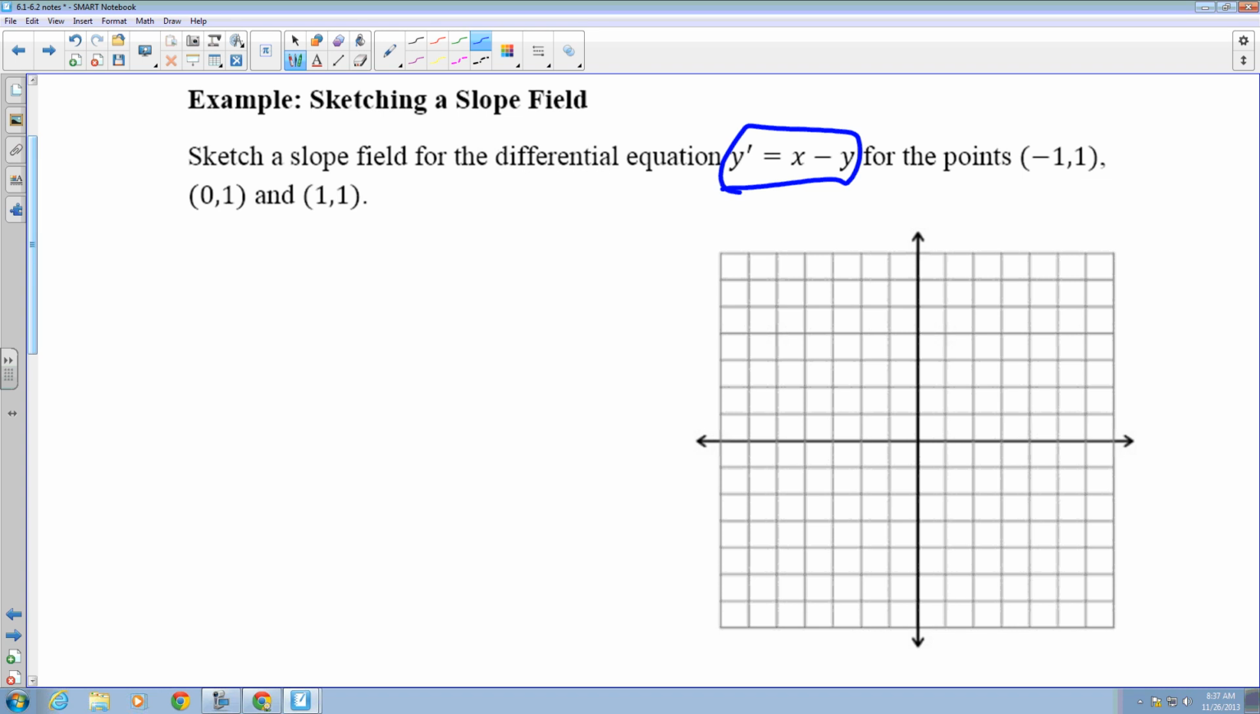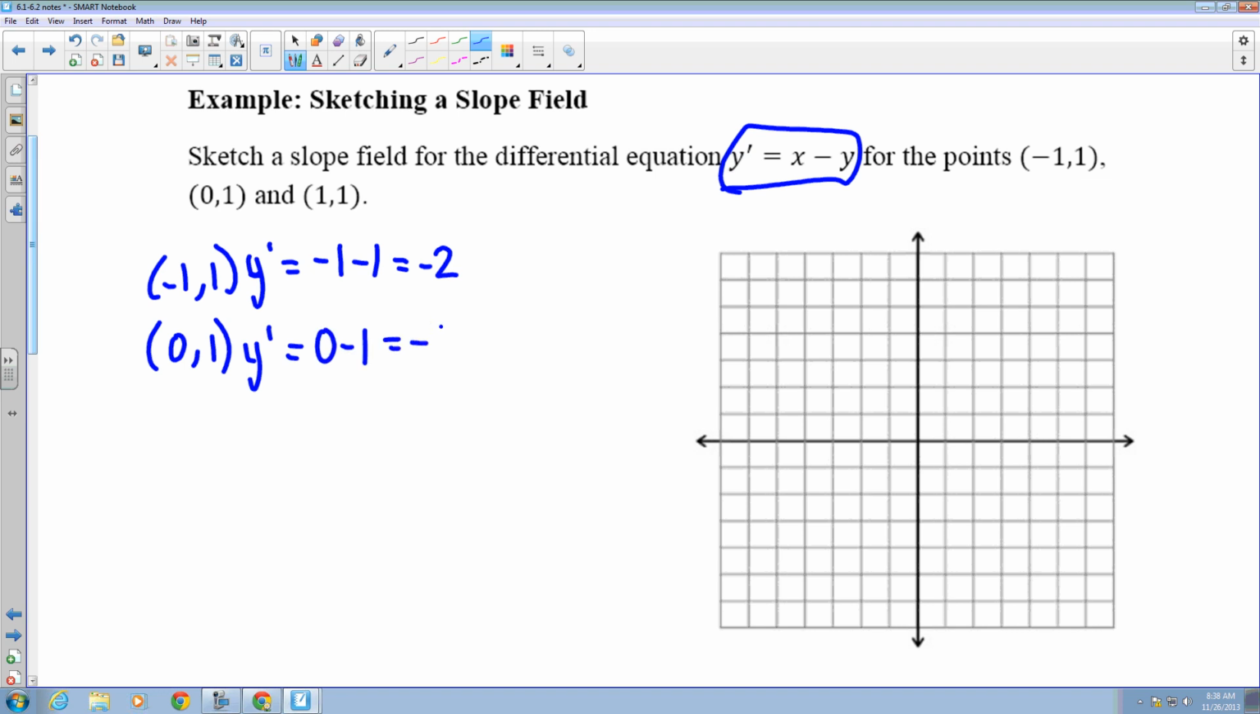So we're trying to identify it for the points (negative 1, 1), (0, 1), and (1, 1). That's just putting in the x values and the y values, and y prime is the slope. So at (negative 1, 1), our y prime is negative 1 minus 1, or negative 2. At (0, 1), our y prime is 0 minus 1, or negative 1. And at (1, 1), y prime is 0.